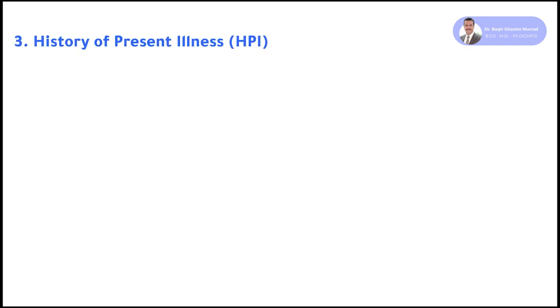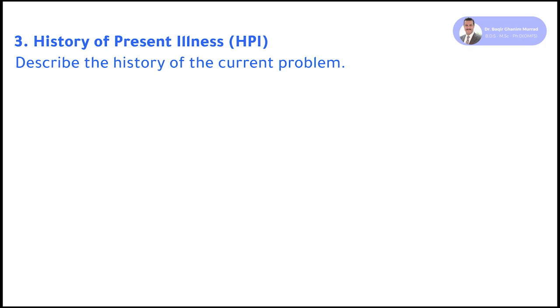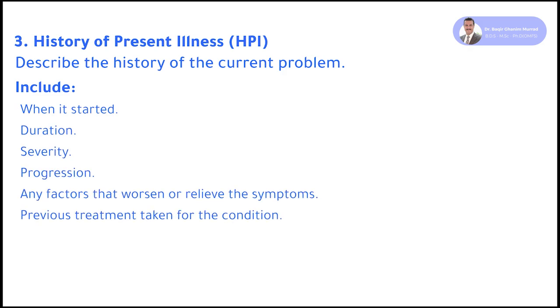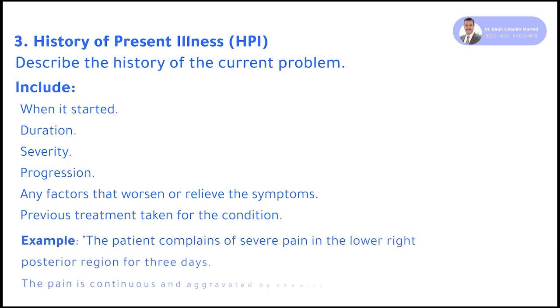Third, history of the present illness. Describe briefly the history of the current problem. Include when it started, duration, severity, progression, any factors that worsen or relieve the symptoms, and previous treatment taken for the condition. For example, the patient complained of severe pain in the lower right posterior region for 3 days. The pain is continuous and aggravated by chewing.